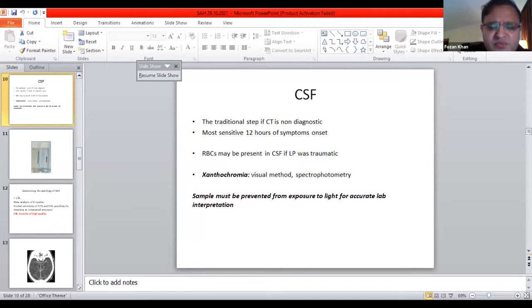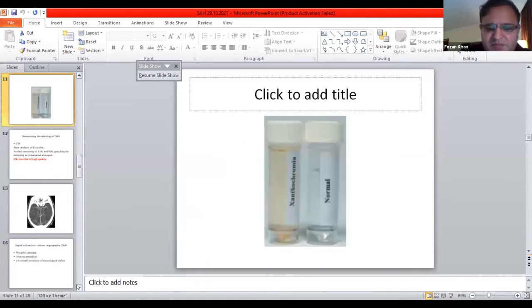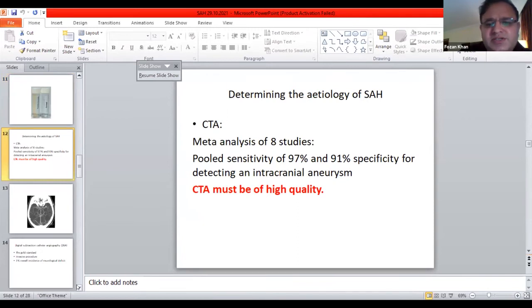Of course, spectrophotometry, which actually checks for the degradation products of bilirubin, is more sensitive. The most important aspect when you send the CSF for xanthochromia is to prevent it from getting exposed to light, because if the sample is exposed to light, then the accurate lab interpretation is compromised. This is a picture showing a sample on the left-hand side showing xanthochromia, and on the right-hand side, it is normal.